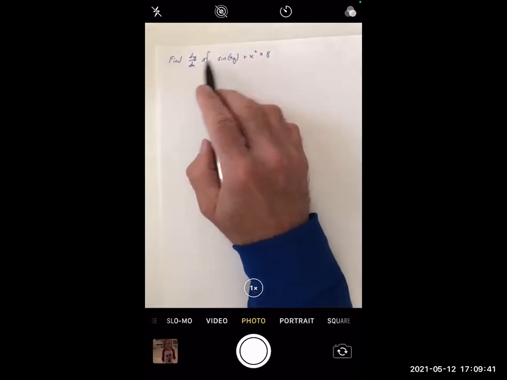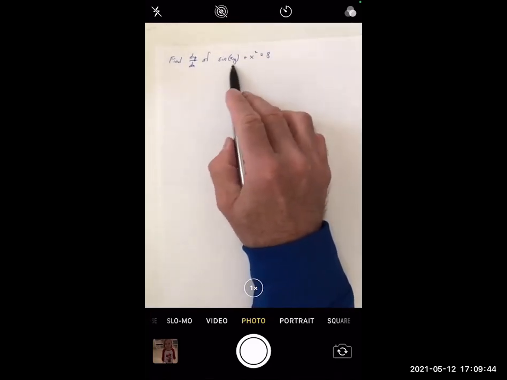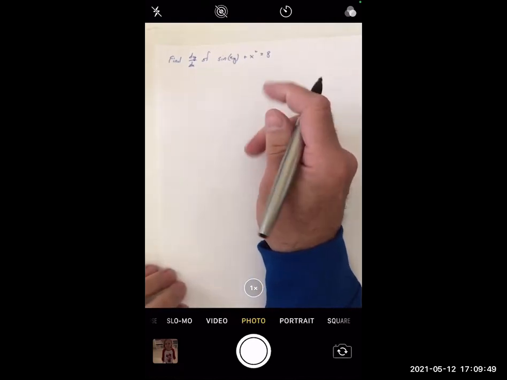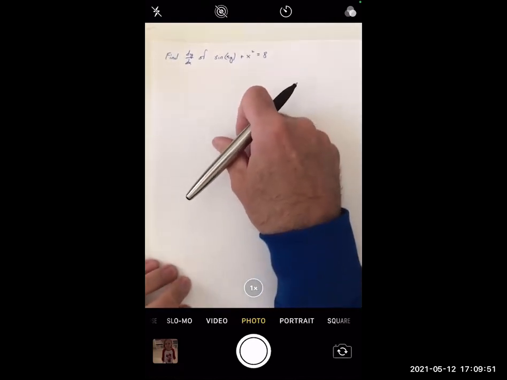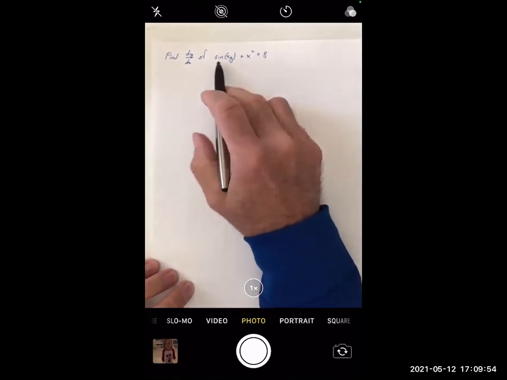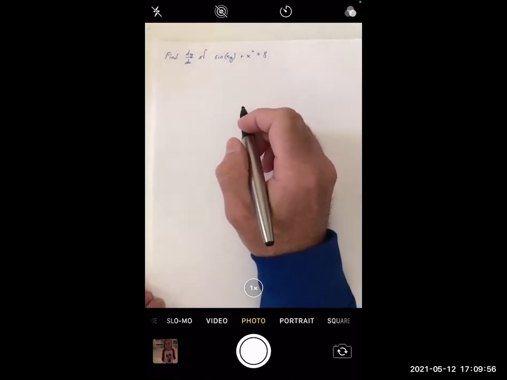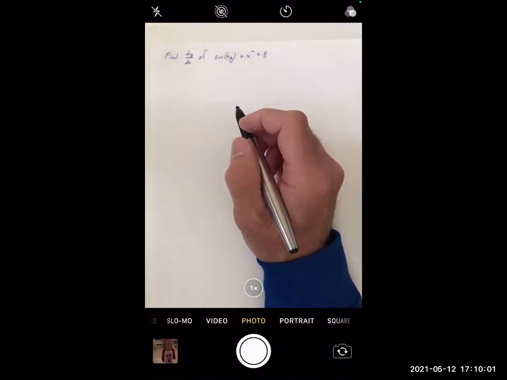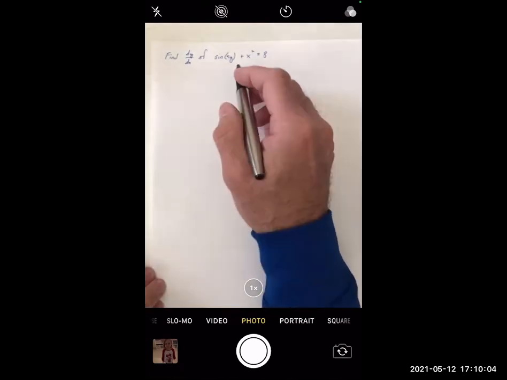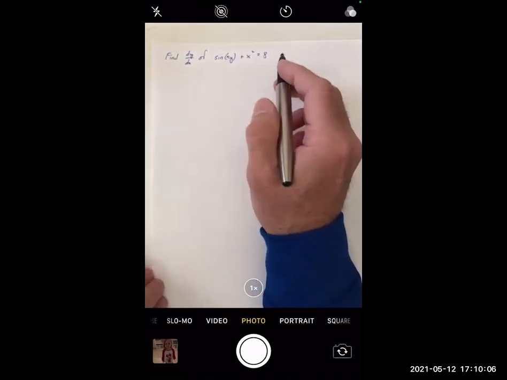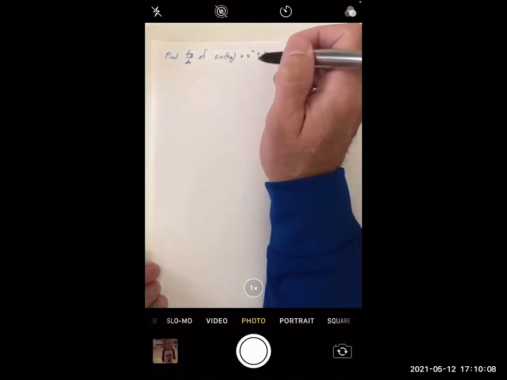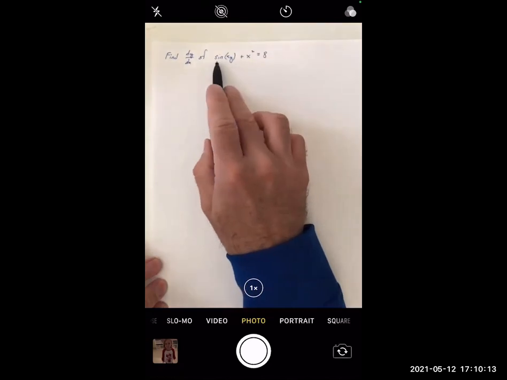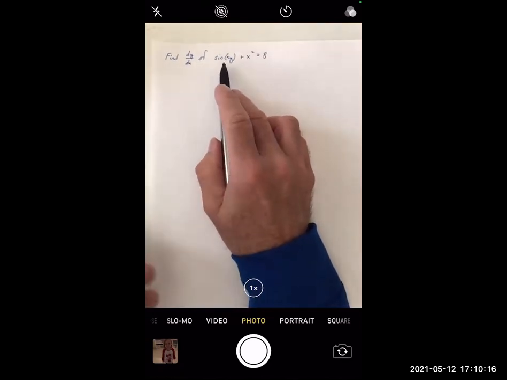So if we're going to find dy/dx of this, what type of differentiation are we going to have to use? Implicit. So how do you recognize when you're going to use implicit and when you don't? When there's more than one variable. Yeah, there's more than one variable in there. And if it's not easy to solve for one of them. Okay, so we're going to use implicit to get this out.